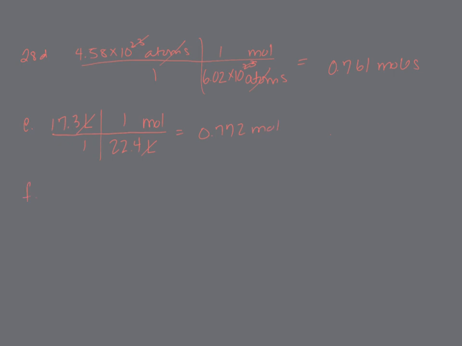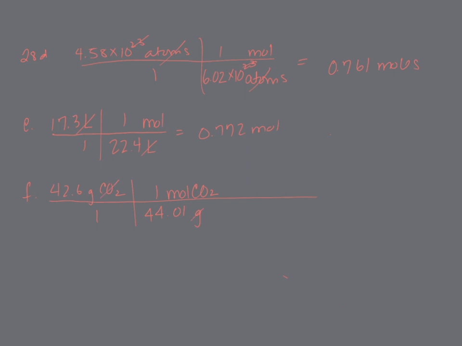F, we are going from grams of CO2 to atoms of oxygen. So this one is a bit more complicated. So I have 42.6 grams of CO2. When in doubt, get to moles. Okay, so first thing we're going to do is convert to moles of CO2. Now, to go from grams to moles, I need the molar mass. I pull out the periodic table. The molar mass of CO2 is 44.01. 1 carbon plus 2 oxygens.